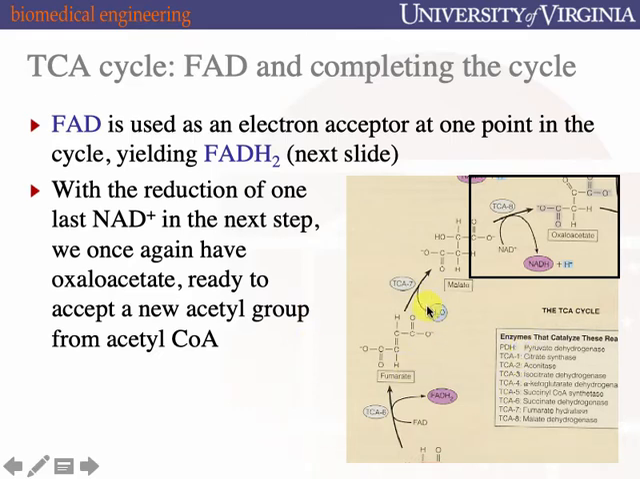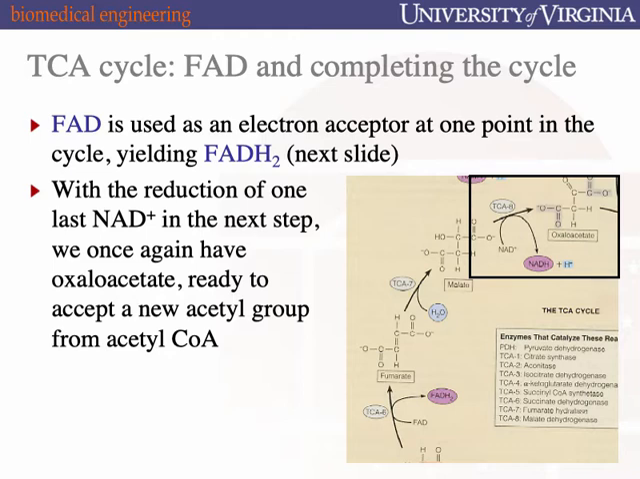And then there's one final dehydrogenation reaction from malate to oxaloacetate, which generates yet another reducing equivalent of NADH. And now we're back to oxaloacetate, the same TCA intermediate that we started with before the acetyl-CoA was conjugated to it.